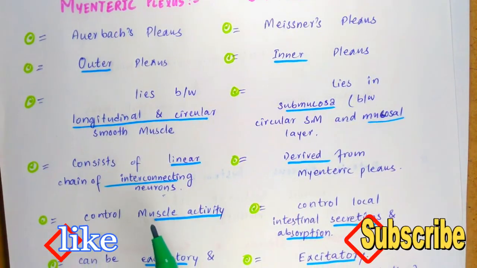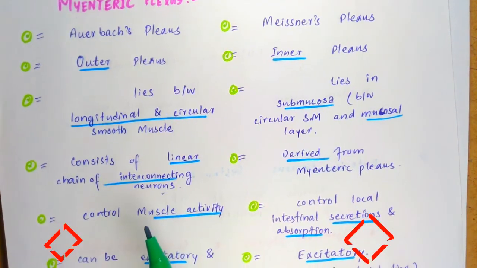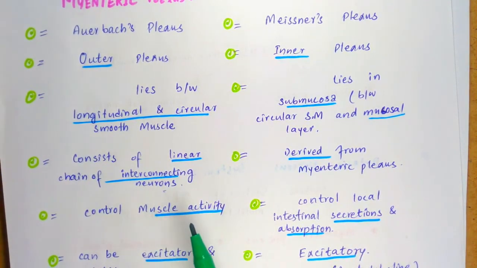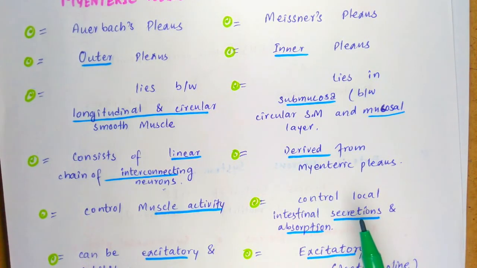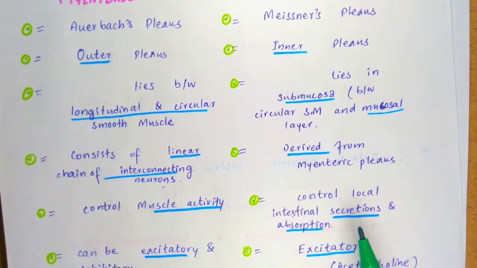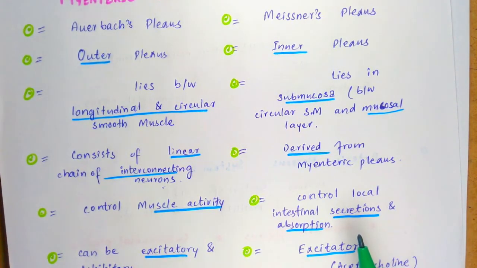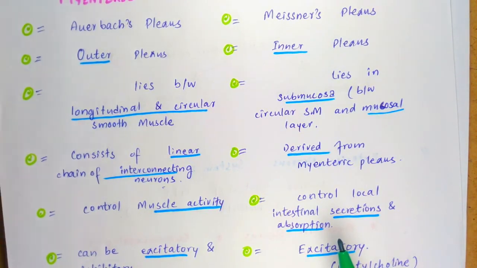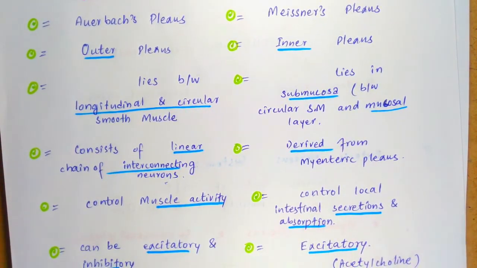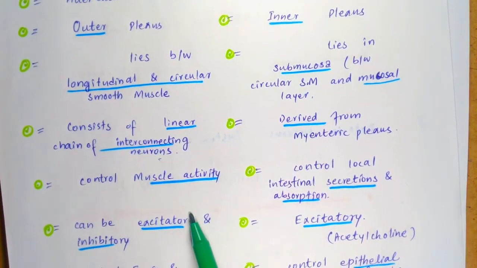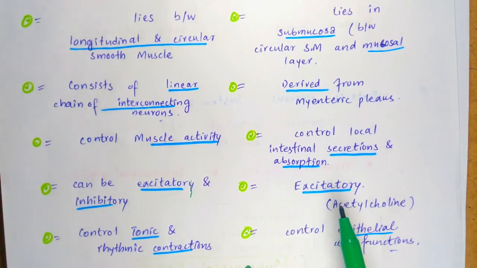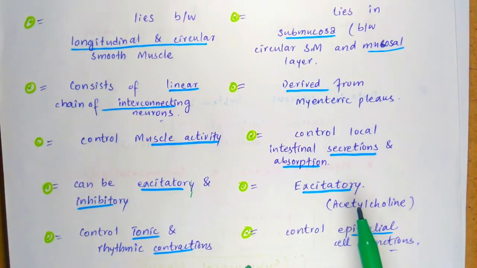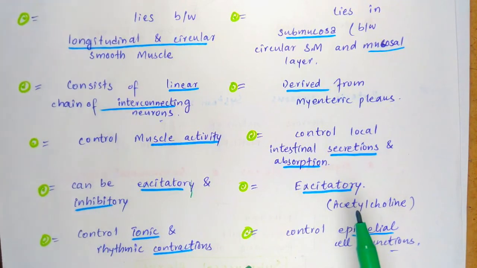The myenteric plexus mainly controls the muscle activity along the length of the gut. The submucosal plexus is concerned with controlling the local intestinal secretions and absorption, that is, the regulation of gastrointestinal blood flow. The myenteric plexus can be excitatory or inhibitory, while the submucosal plexus is only excitatory, as there is the secretion of acetylcholine.